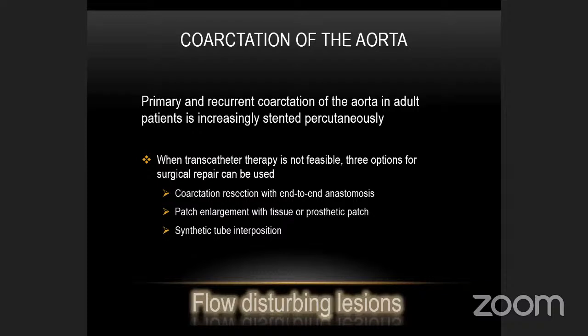When transcatheter therapy is not feasible, three options for surgical repair can be used: coarctation resection with end-to-end anastomosis, patch enlargement with tissue or prosthetic patch, and the third option, synthetic tube interposition.